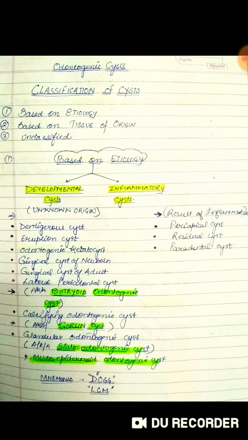So here we are going to discuss firstly the developmental cysts, which are of unknown origin, that is the dentigerous cyst. The dentigerous cyst is the most common developmental cyst. The most common odontogenic cyst, which we can see in our clinical practice, is the radicular cyst, and the most common developmental cyst is the dentigerous cyst.